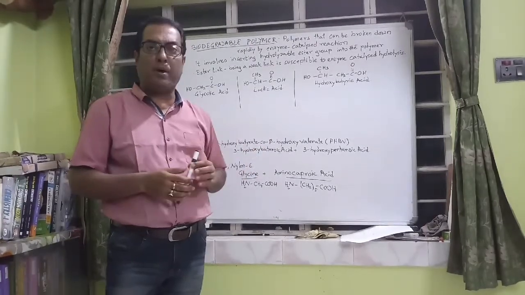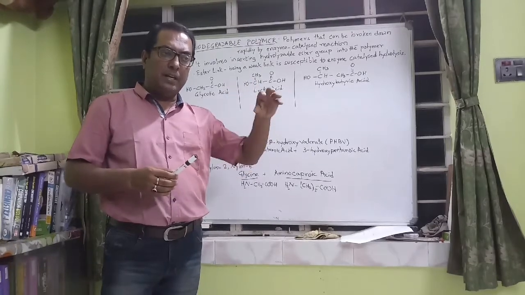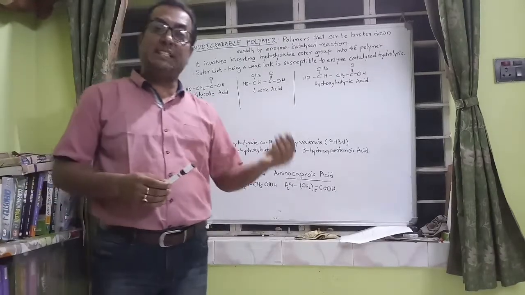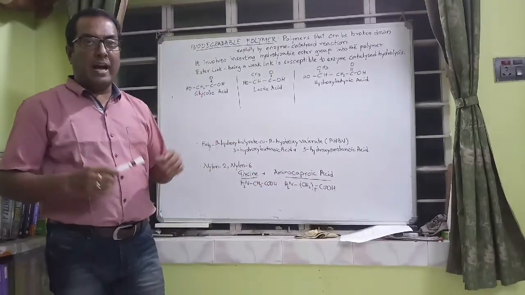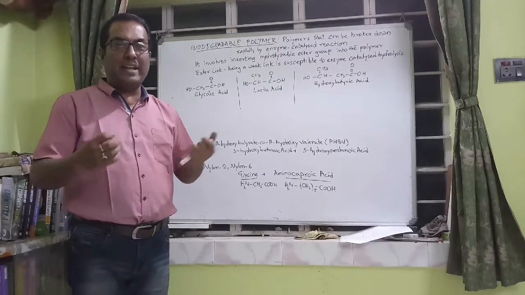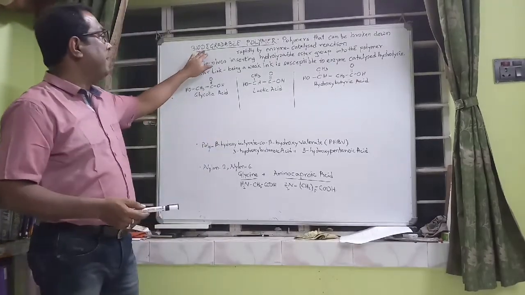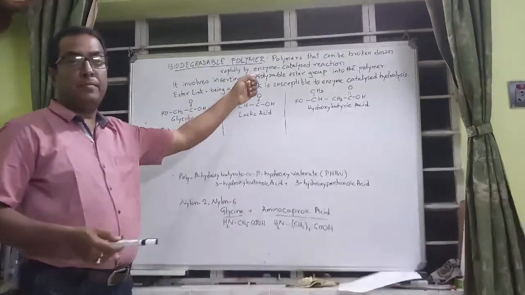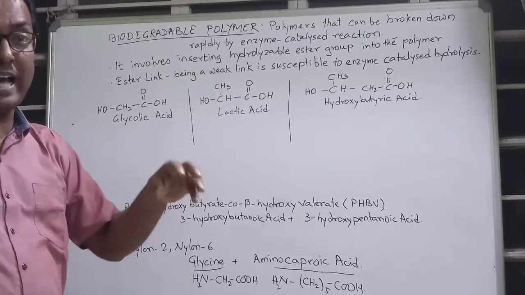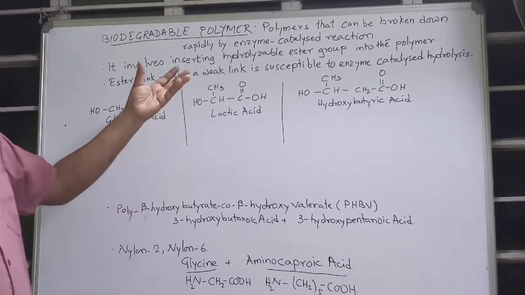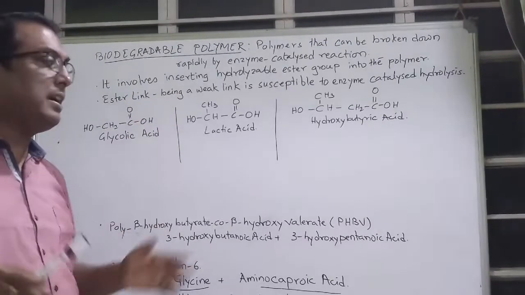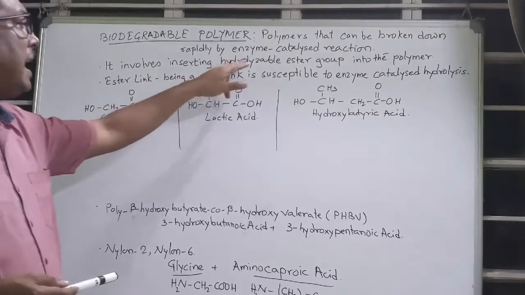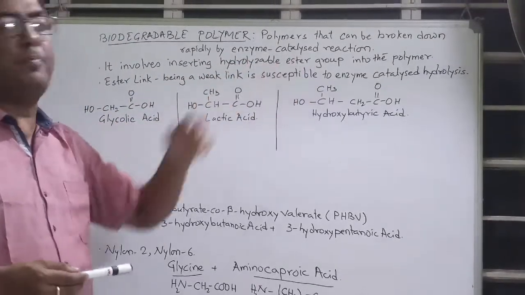So when we throw away the polymer together in that waste materials, it reacts with the enzyme coming out from the microorganisms, and these microorganisms can help to break down. So I have given you here about biodegradable polymers that can be broken down rapidly by the enzyme. Whose enzyme? It is the microenzymes, enzyme catalyst reaction, which will help to break down the polymer into small particles. So it involves inserting the hydrolyzable ester group into the polymer.